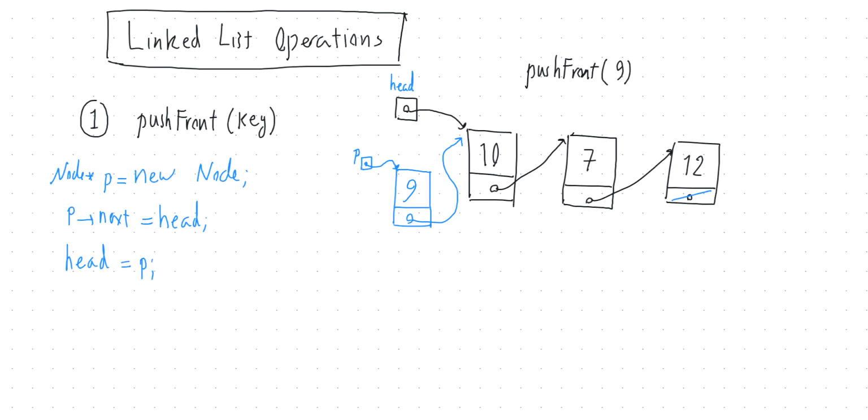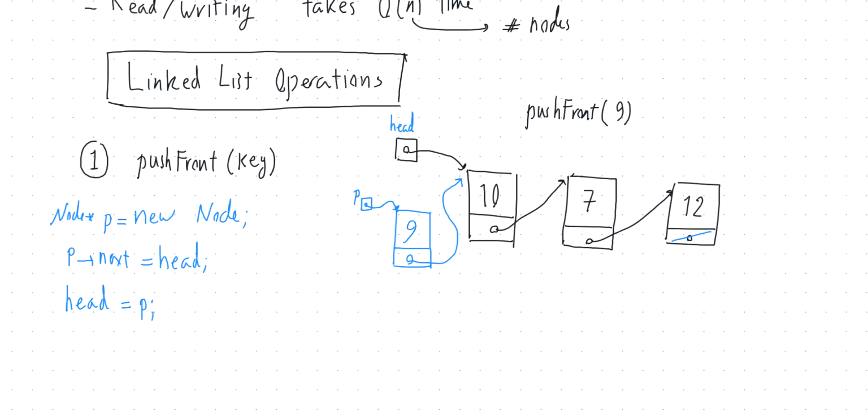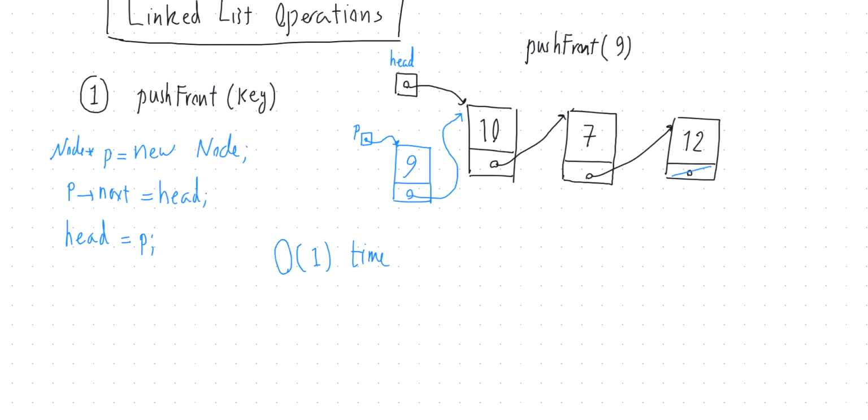Okay? Now if you think about it, whatever we did, creating the new node and then changing the pointer and changing the value of head, these 3 steps, they don't have anything to do with the size of a linked list, with the number of nodes in this linked list. The time that it takes to push front 9 into this linked list is independent from how many nodes you have here. It could be 10 nodes, it could be 10,000 nodes, it doesn't matter. Which means that you can do this in constant time. So push front can be done in constant time, which is the best you can hope for. All right, so that's good.